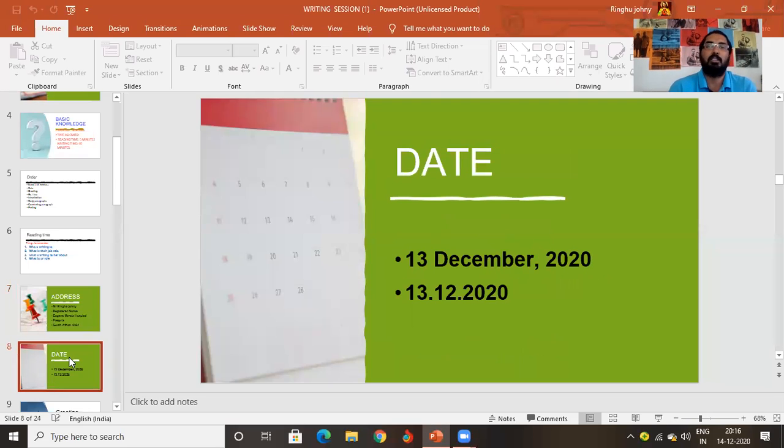Coming to the date part, the second thing is the date. How can you write the date? You can write 13 December 2020. You can either put a comma or not. We are all so used to writing a comma, so if you write a comma, no problem. If you look at the official OET letters, you won't find any commas there. They say it's not a problem. If you don't put a comma, do not put a comma. The other way you can write is 13.12.2020. There are a few other ways; I'm just showing you one or two.